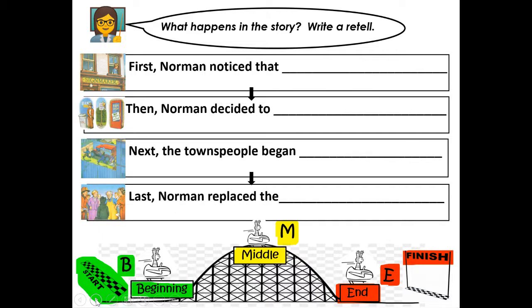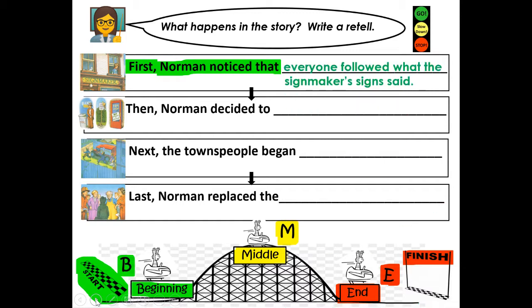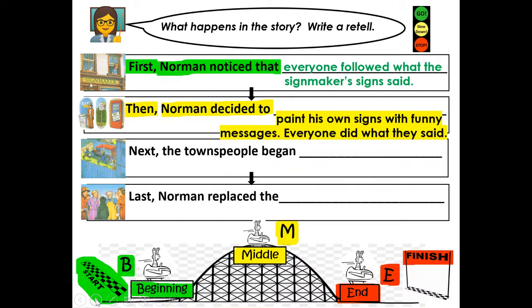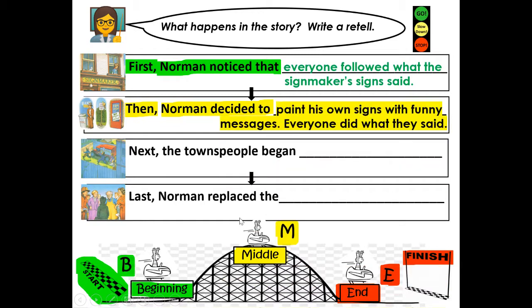And now you can check your writing with my writing. What happens in the story? Write a retell. First, Norman noticed that everyone followed what the sign maker's signs said. So first, Norman noticed that everyone followed what the sign maker's signs said. Then Norman decided to paint his own signs with funny messages. Everyone did what they said.